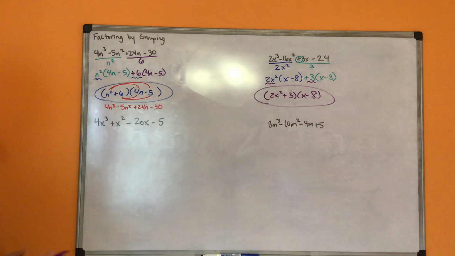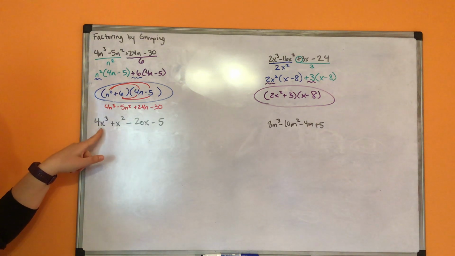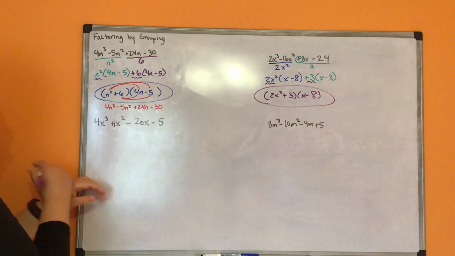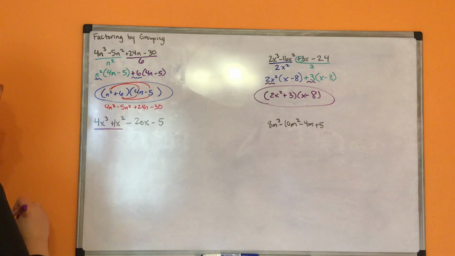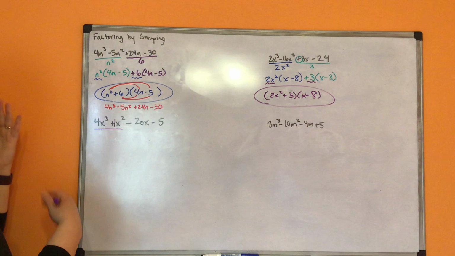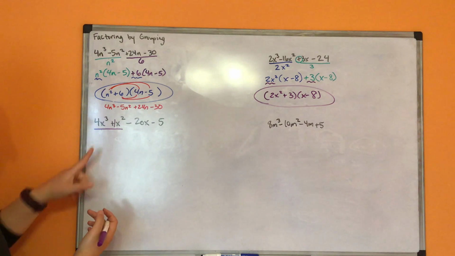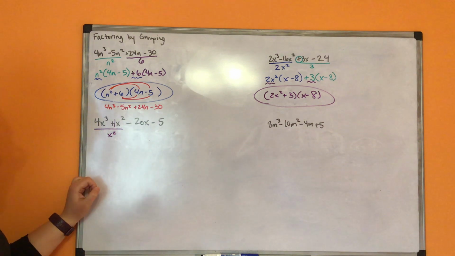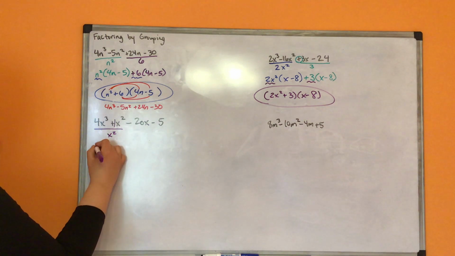Let's try another one. So here I have 4x cubed and x squared. It's like a 1 in front here if you want to write that in. Not super important at the moment. The biggest number I can divide both of those by is 1. The biggest power of x I can divide both of those by is x squared. So my GCF is 1x squared or x squared.